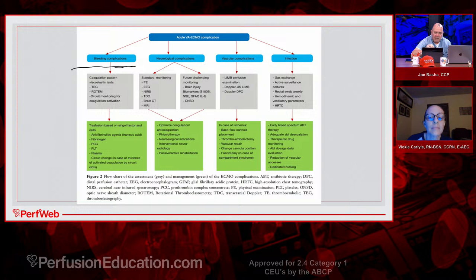And you have coagulation pattern using viscoelastic tests like TEG or ROTEM, and circuit monitoring for coagulation activation.